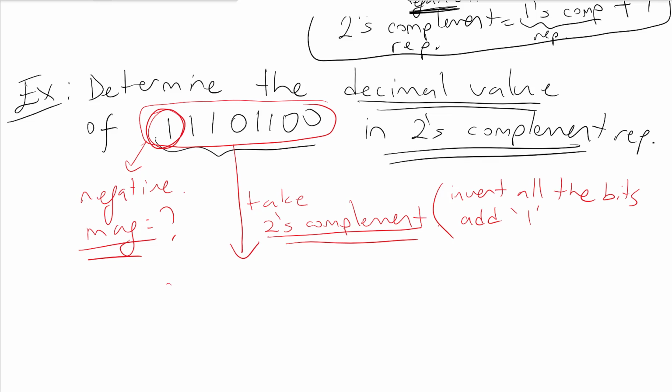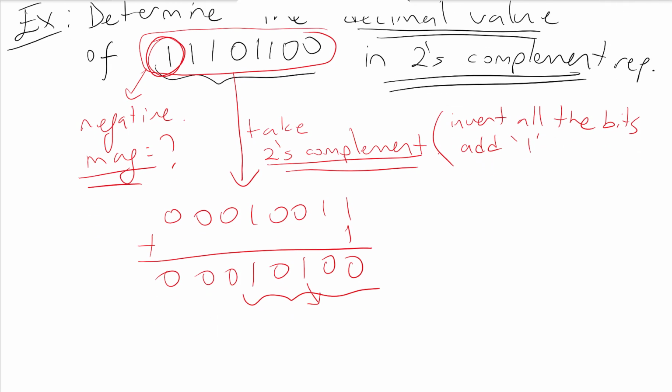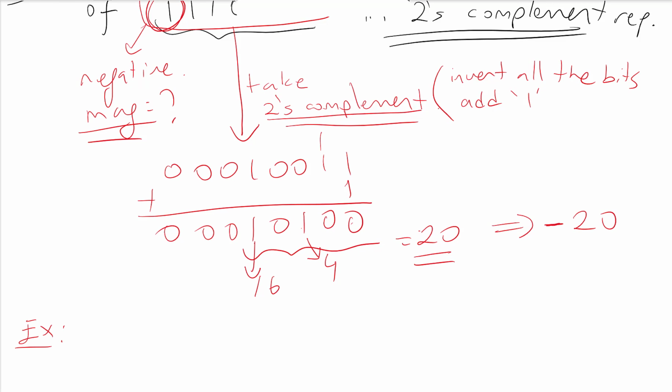So I will be inverting all the bits: 0 0 0 1 0 0 1 1. Then I need to add 1 to this. So I will get 0 0 0 1 0 1 0 0. So what is the magnitude here? This is 4, this is 16, right? Then we will get 20. So the number was minus 20. Let me make sure I did it correctly. I inverted all the bits, 0 0 0 1 0 0 1 1. Then I add 1 to it, 0, and then I have a carry of 1, 1, 0, 1, 0, 0. So this is 20, right? Okay. So let's do one more example.